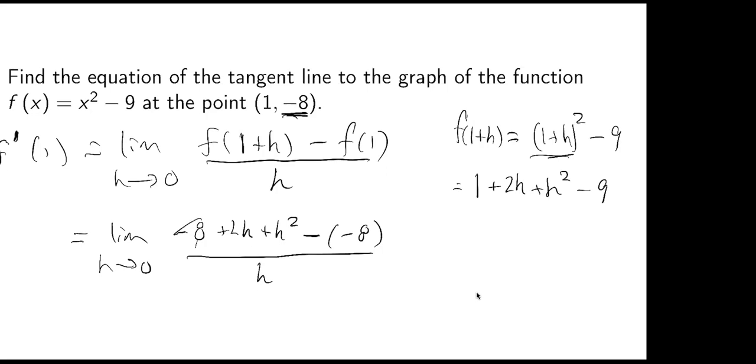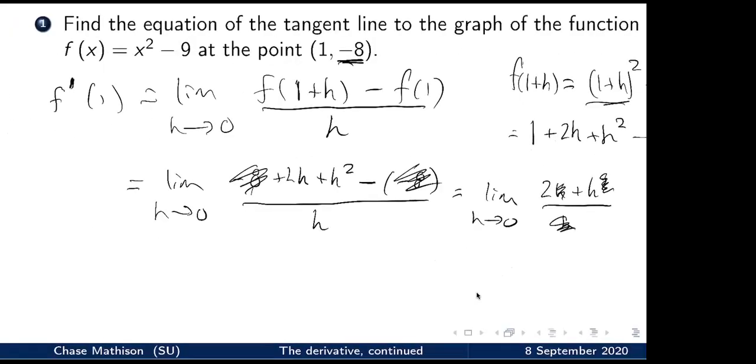And so this negative 8 cancels with this negative 8. Okay, and so I'm left with the limit as h approaches 0 of 2h plus h squared divided by h. And what can I do now? Because every term in the top has an h in it, right? So I can cancel this 1h with 1h from every term in the top. And so I get f prime of 1 is the limit as h goes to 0 of 2 plus h, which is, yes, just 2. All right, so I have my slope.